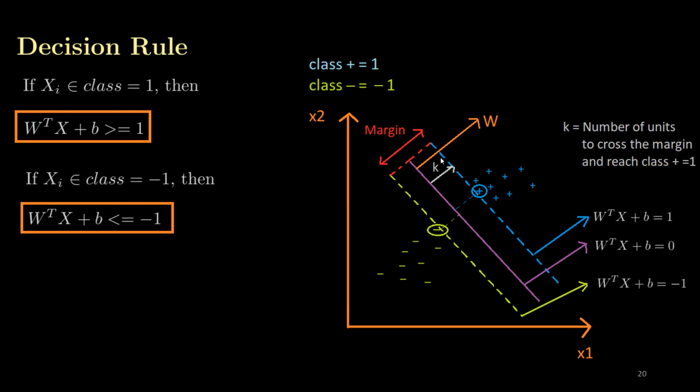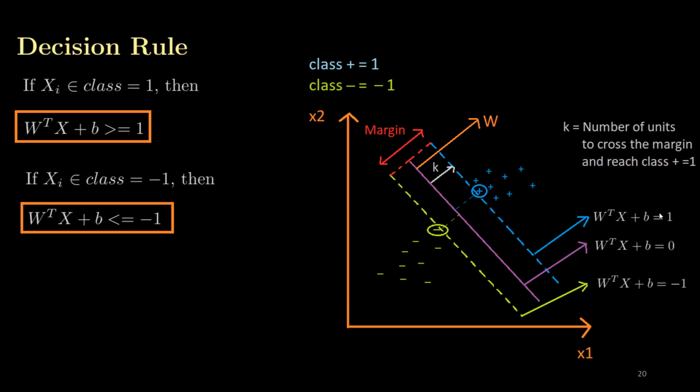On the other hand, the equation for the positive hyperplane is W^T x + b = 1. 1 means that it belongs to the positive class and it has some distance from the decision boundary. And in the same way, the equation for the negative hyperplane will be W^T x + b = -1 for the negative class.